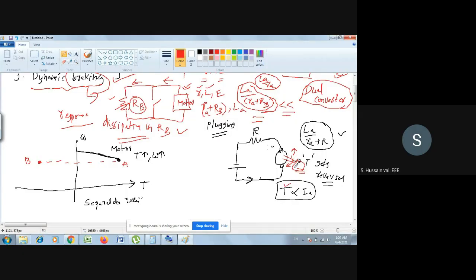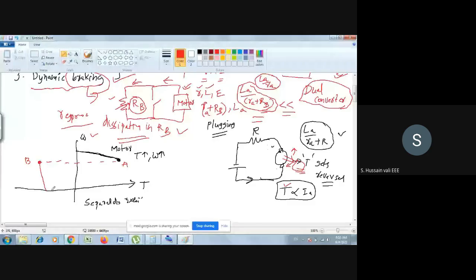So what do you expect when it forces in the anti-clockwise direction? You will see that the speed slowly decreases, and at the same time, torque also gets reduced. It may not reduce in proportion to your omega. Let me tell you one thing: the torque may reduce slowly, but the speed will reduce rapidly. So you will find that from point B, the graph will come down like this.